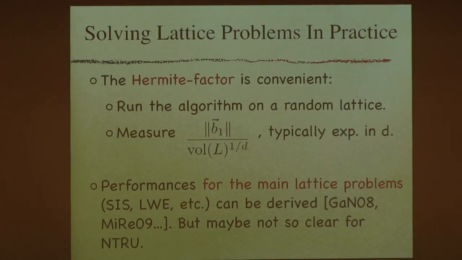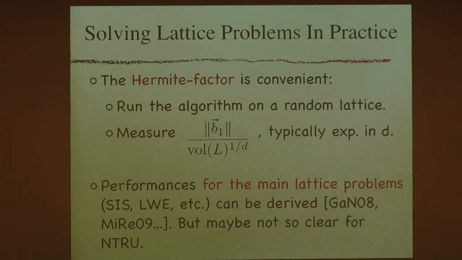And the good thing about this problem is that you can really compare things. For instance, suppose you have found a new algorithm and you want to know how good it is. Then it's a very simple thing to do. Pick a random lattice, run your new algorithm, measure b1 divided by the d-th root of the volume, and see how good your algorithm is. Typically, this measure will be exponential in the dimension, but if you find a much better algorithm, it will be something different. So this is a very simple experiment.